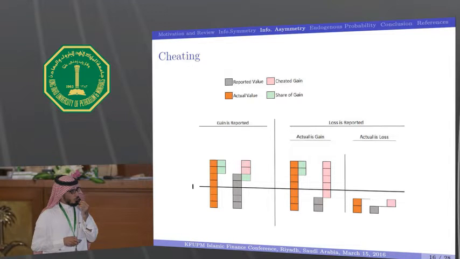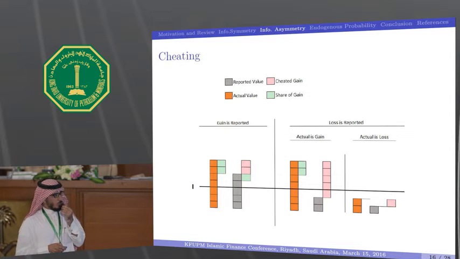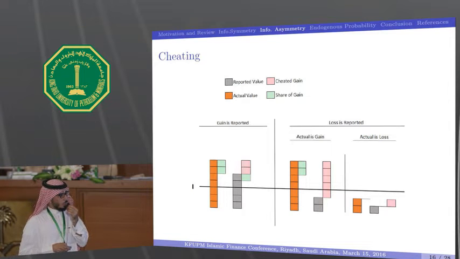Under the loss, if a loss is reported, there are two scenarios: there might be a gain or there might be a loss. In the gain scenario, if the entrepreneur is reporting a loss while there is a gain, then this is the amount of cheated gain. If the actual is a loss, the entrepreneur might report an even greater loss than what he had, and this is the cheated gain.